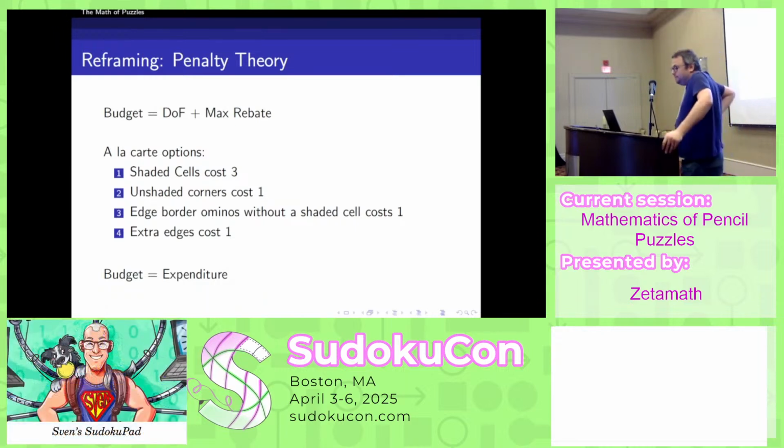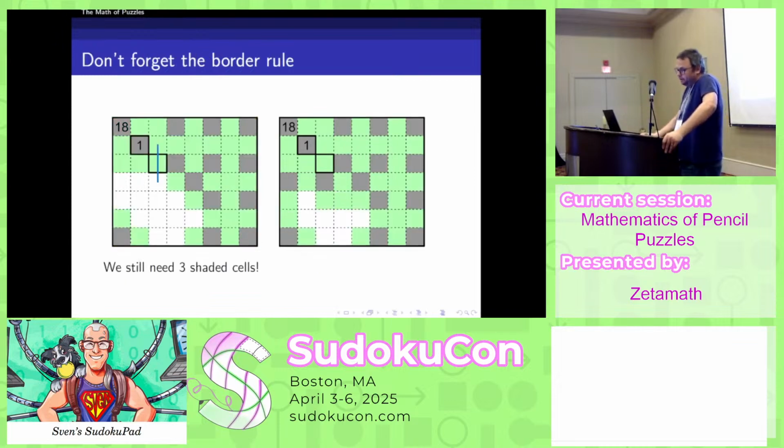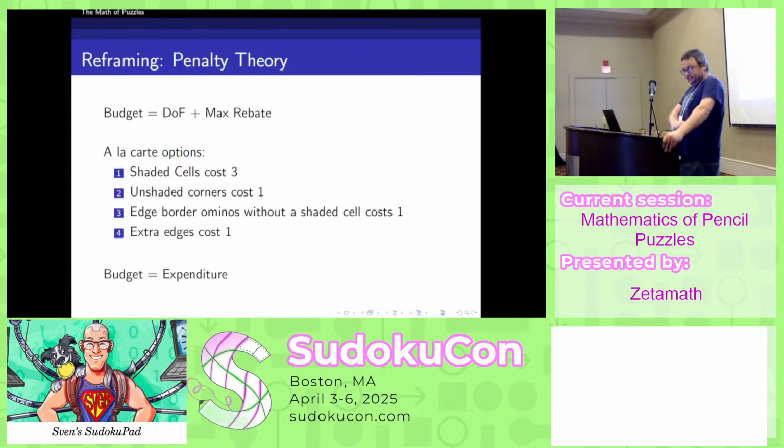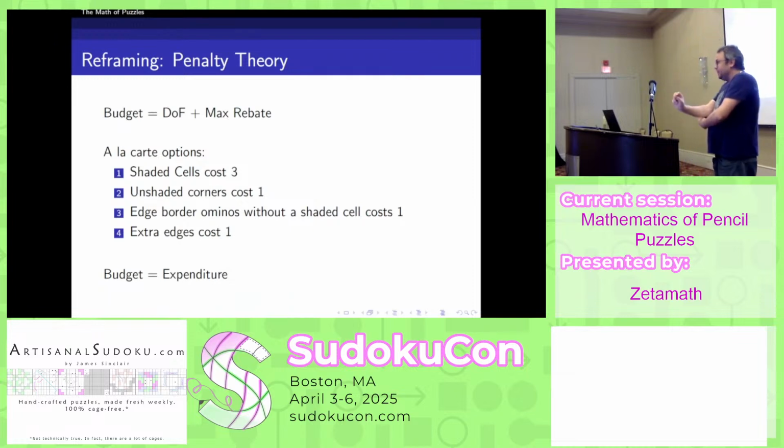And if you have a border omino, and by border omino I mean these yellow-red things, one of those border ominoes, if you don't put a shaded cell in it, that costs you 1 as well, because I've already given you the rebate, assuming that you put a shaded cell in there. And also, if you have any extra edges, that is, if you have any edges that are not needed to connect all the unshaded cells, that also costs you 1.